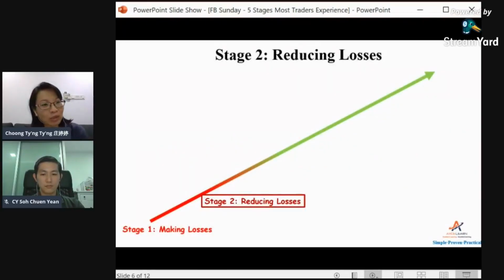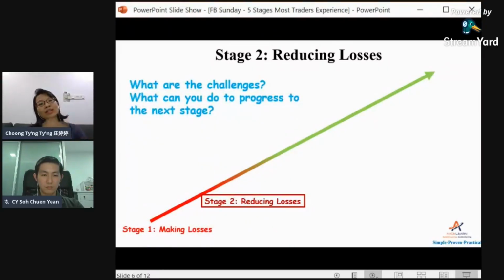So stage number 2, we are going to talk about reducing losses. Now, this is the stage that if you can survive from stage 1 to stage 2, definitely you will find a solution because you're aiming not to lose too much. So this is the stage that you need to understand. So what are the challenges and what can you do for you to progress from this stage?